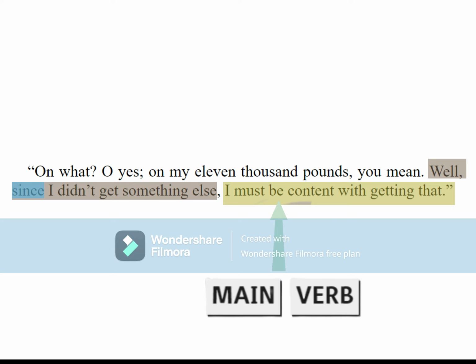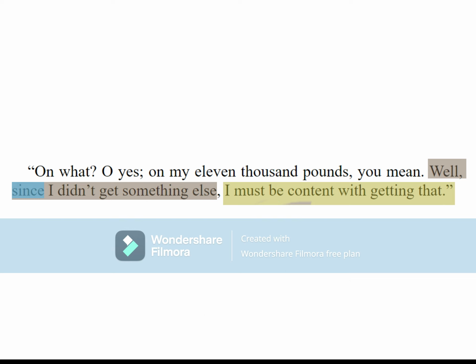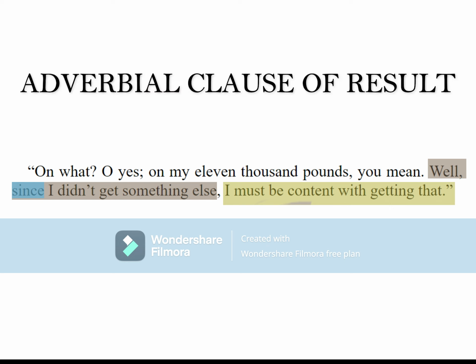In this case, the adverbial clause pre-modifies the main verb must be content, and provides information about the reason of it. This sentence is an adverbial clause of result. It's good to mention that in this case, there is a compulsory comma preceding the main clause. This is compulsory because the adverbial clause is introducing this complex sentence.